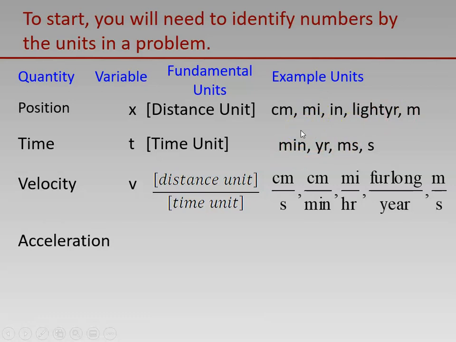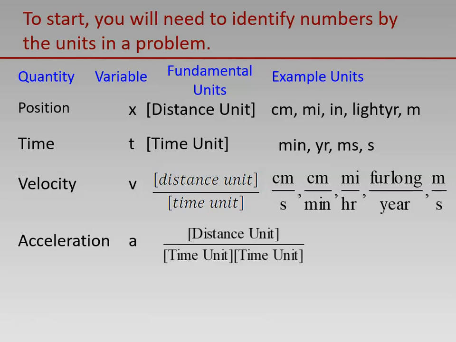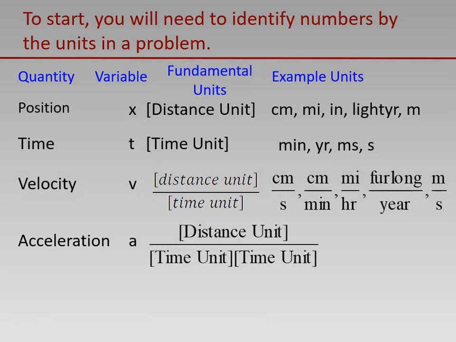How about acceleration? Well, acceleration is the rate at which velocity changes. In other words, the slope of a velocity versus time graph. So that'll be velocity units divided by time units. But velocity units are distance units over time units. So acceleration must be distance units over time units divided by time units, which is distance units over 2 factors of time units. So that would be a combination of anything in the first row divided by 2 of anything in the second row. And it's okay to repeat things. In fact, most often you will repeat things.